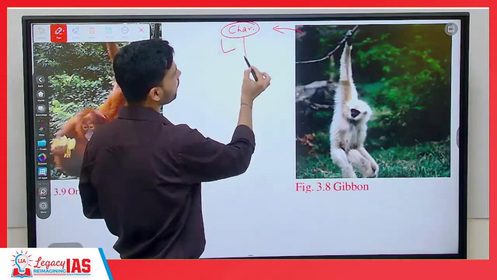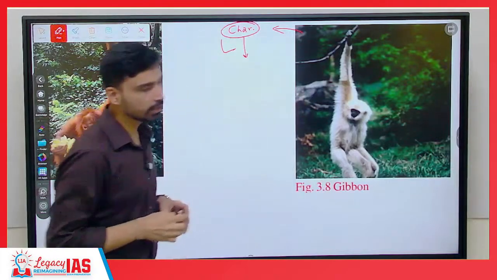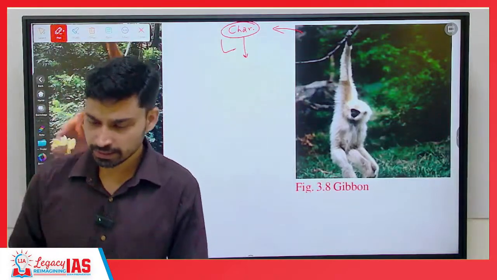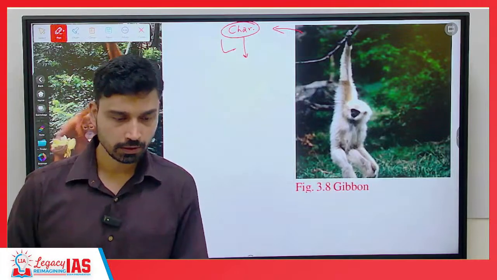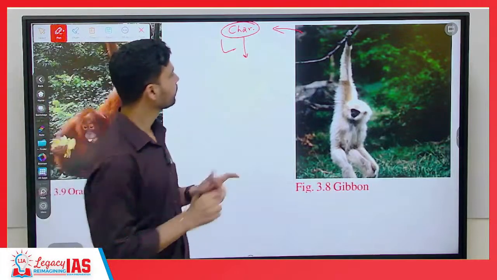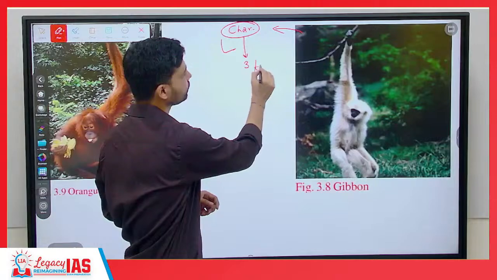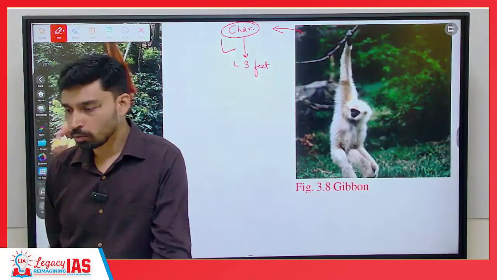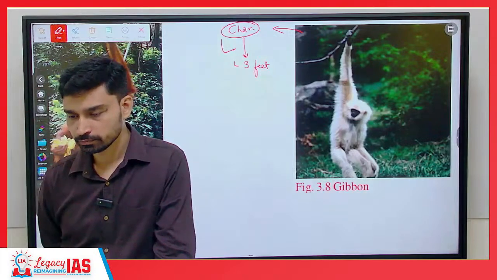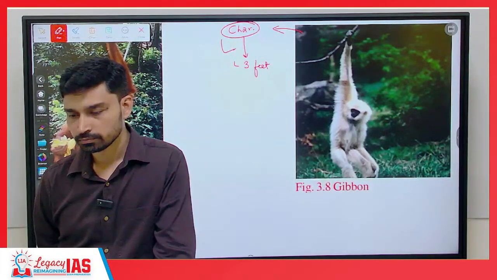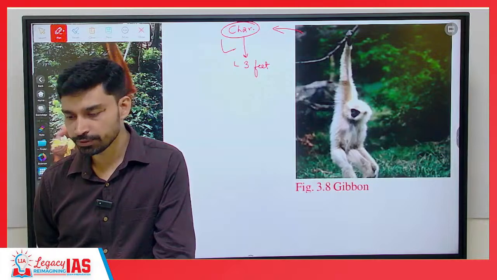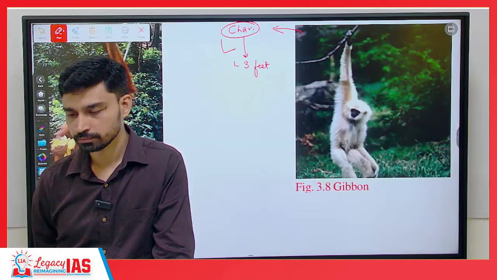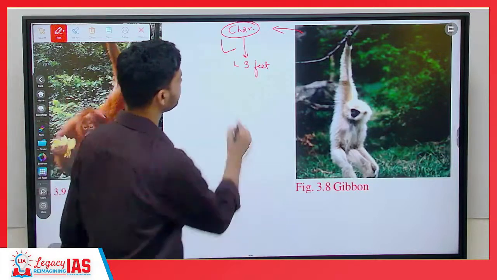Now coming to the characteristics, as we can see the size is very small, so we can say that they are basically around 3 feet. First point we can write the height. Height of gibbons is around 3 feet. Weight is 50 kg nearby.